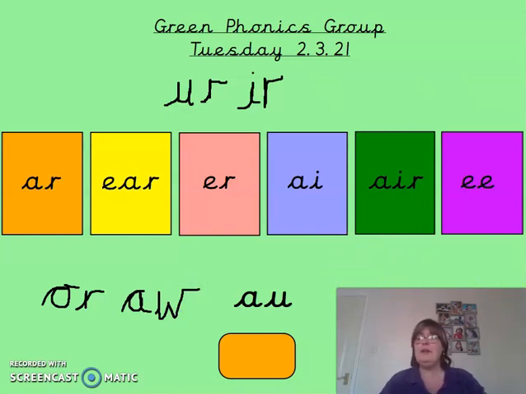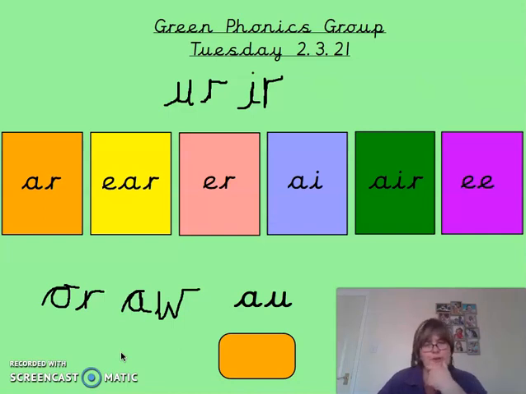So there are 3 ways, just like there are 3 ways we can make the sound, there are 3 ways we can make the OR sound now. We've got the O and the R, the A and the W, and the A and the U. They all make the OR sound. Now, one of them is unlikely to be at the end of a word if the OR sound is at the end of a word. Which one do you think that is?